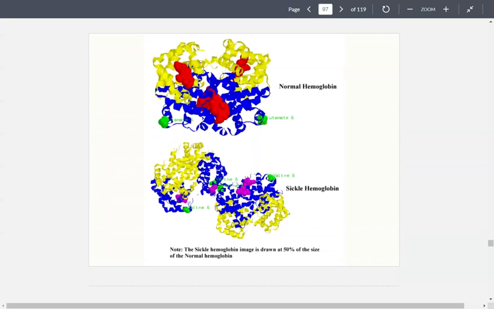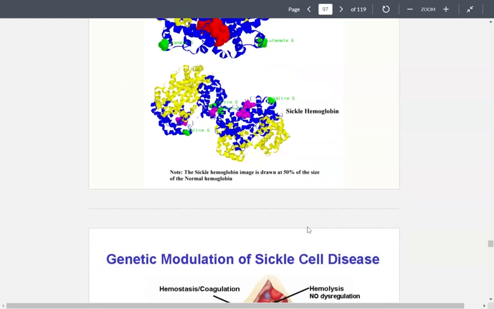Here's an example of why we care about this. If you've heard of sickle cell anemia, it is when we have abnormal protein chains. So the hemoglobin is going to collapse, and we're not going to have these good heme groups.